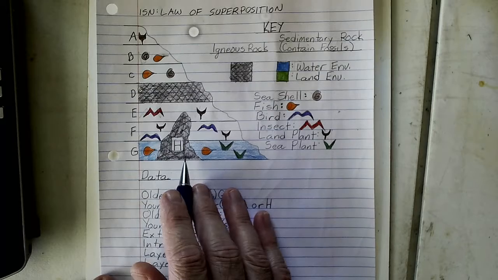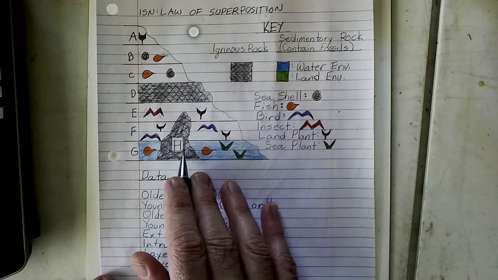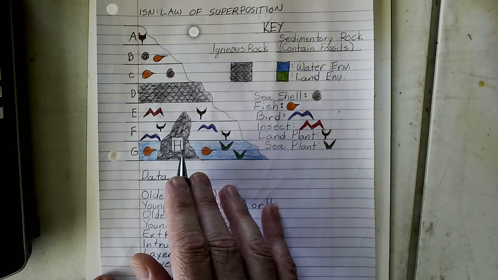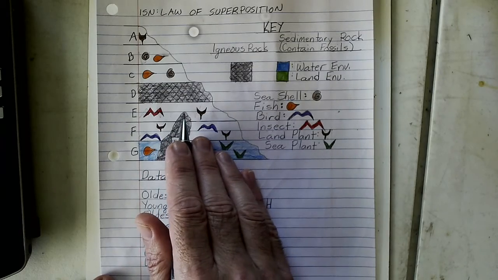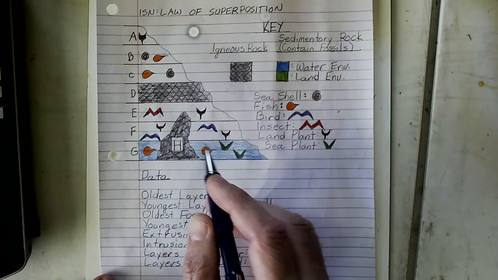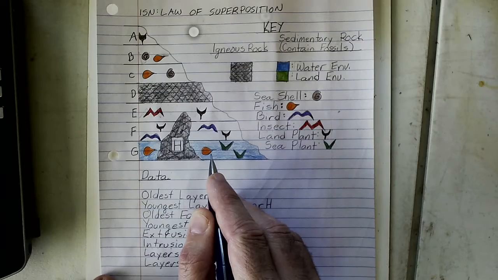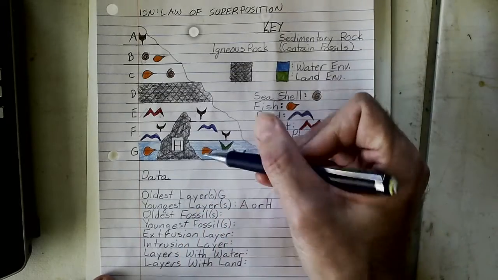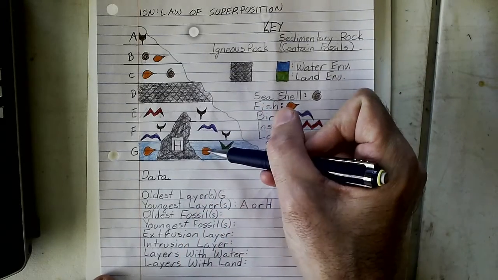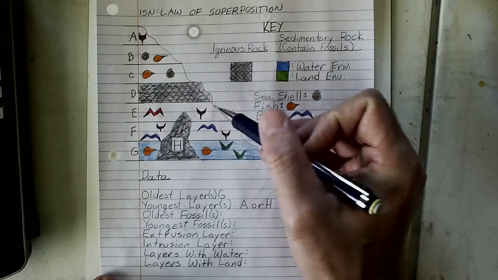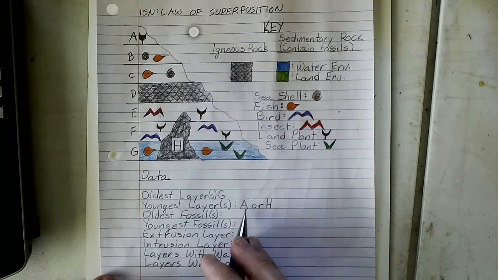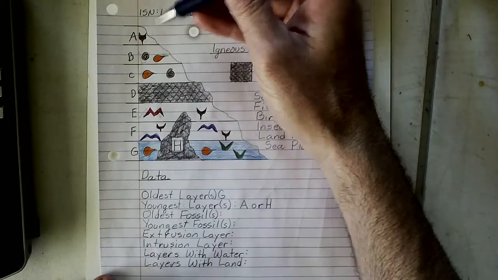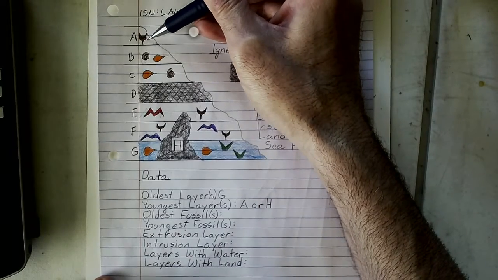So in order for H to push through G, F, and E, G, F, and E had to already be there, right? Which is why G is the oldest. In order for H to push through G, G had to already be there. Okay, so G is the oldest. The youngest layer is where it gets tricky. Okay, A is at the top, so it could be A.